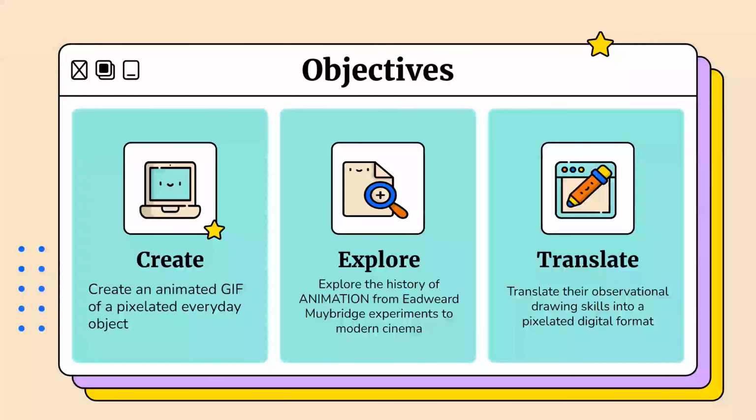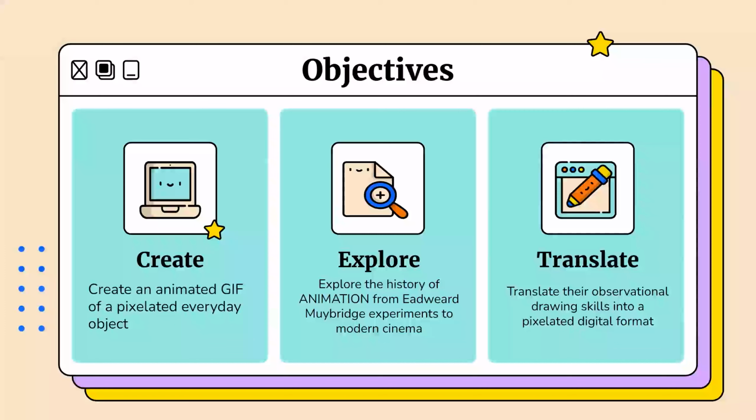So these were the 3 objectives that you would see as part of my lesson plan. The first one was obviously for the kids to create an animated GIF of a pixelated everyday object. I kind of coined this as animating the inanimate. They could pick any object. We started by making the object, and then we would go into actually learning how to move it around.